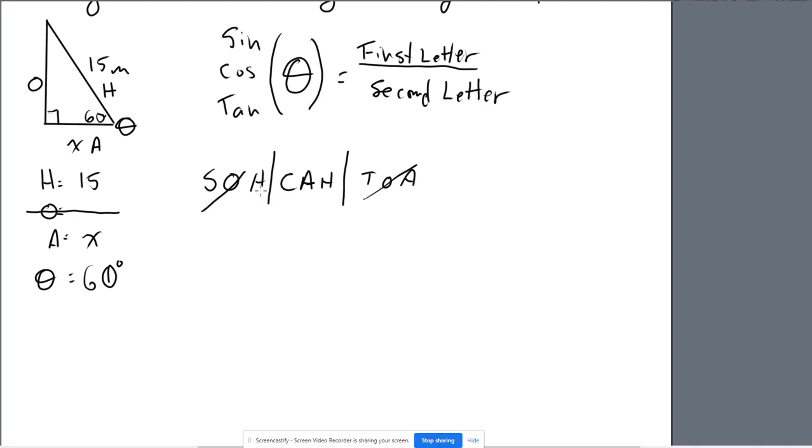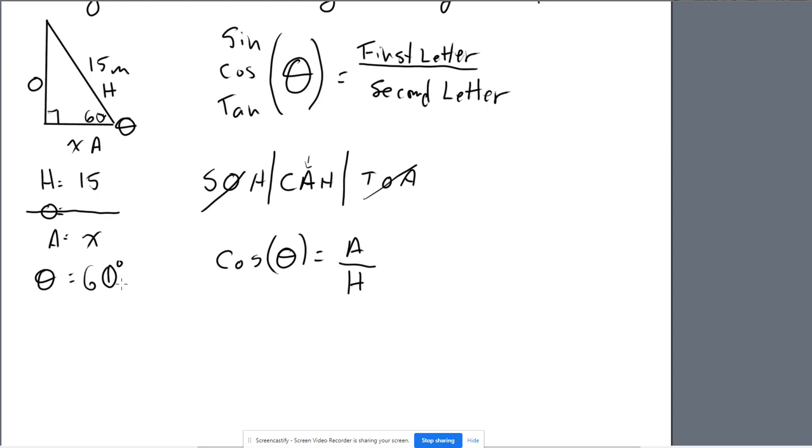And what I meant earlier when I said that I want to have sine, cos, or tan of theta equals first letter over second letter, this is where this comes in. I have cos because of this C. So I'm going to have the cosine of theta is equal to, and what I mean by first letter over second letter, that refers to SOHCAHTOA. So first letter in SOHCAHTOA is going to be A. So it's going to be A over the second letter, which is H. So that SOHCAHTOA helps us set up exactly what order things go in here.